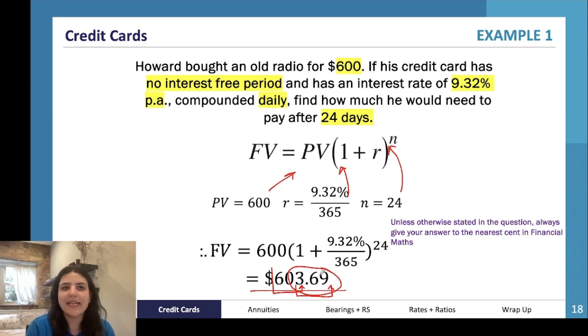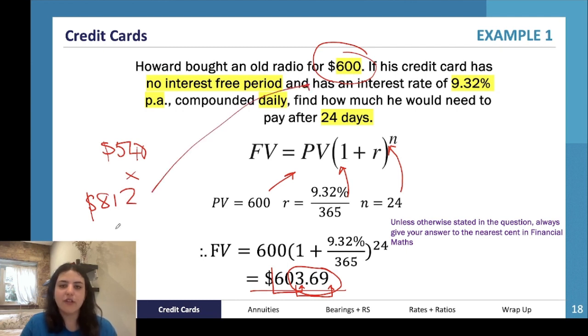And as well, I think the thing that I always tell students with credit cards is the common sense test. Should the answer be 540? No, because the radio is $600. Should it be $812? No, because how on earth is it $600 for the radio and then $212 for the interest? Common sense. Does the answer that I have received make sense to the question?